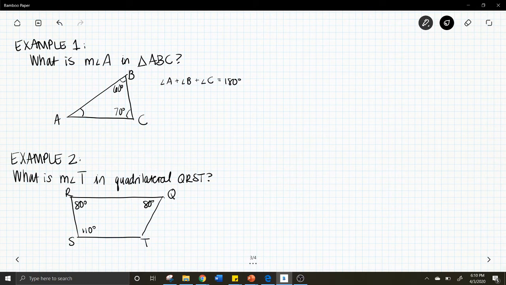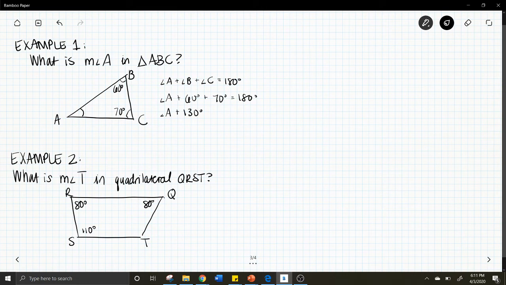So one way we can figure this out is we can fill in what we know. We know angle B is 60 degrees. We know angle C is 70 degrees. So let's add those numbers up. What's 60 degrees plus 70 degrees? 130.